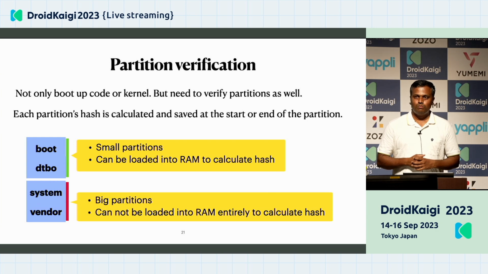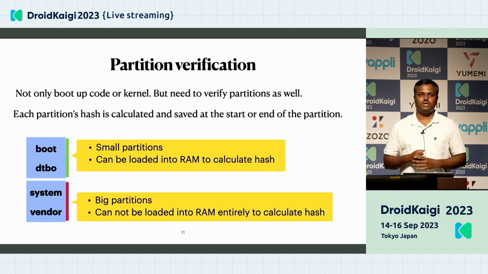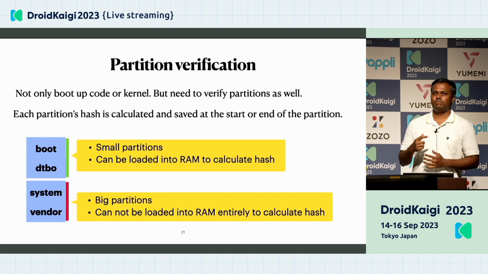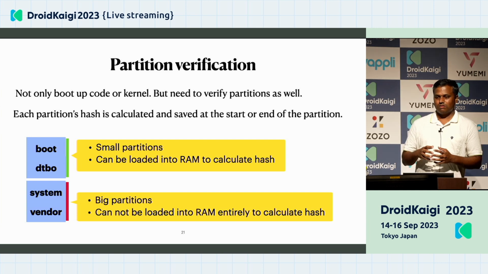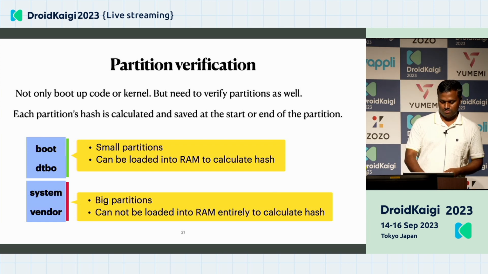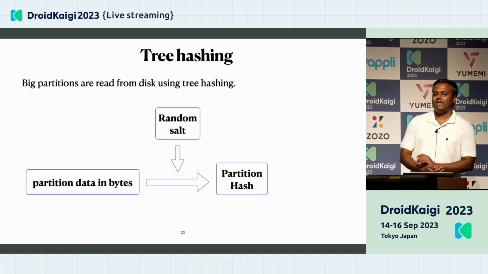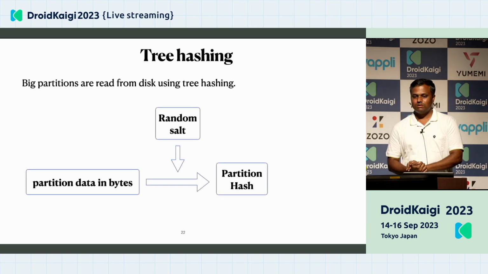But there are a few partitions like the system partition or vendor partition. These are big partitions. You cannot load them entirely into the RAM. Even if you can load them, it may consume a lot of device power to calculate the hash. So the question comes: how do we calculate the hash of these big partitions without consuming much power? For that purpose, we use the tree hashing mechanism.